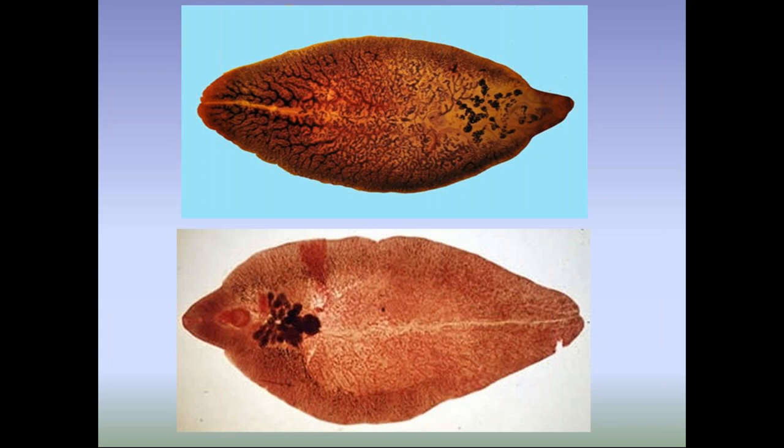The eggs are oval in shape and bile-stained, with an operculum, present in the adult womb of Fasciola hepatica. They are about 100 to 130 microns in length and 60 to 100 microns in width. You can't differentiate Fasciola hepatica eggs from those of other flukes like Fasciolopsis buski. This is the operculated egg of Fasciola hepatica.